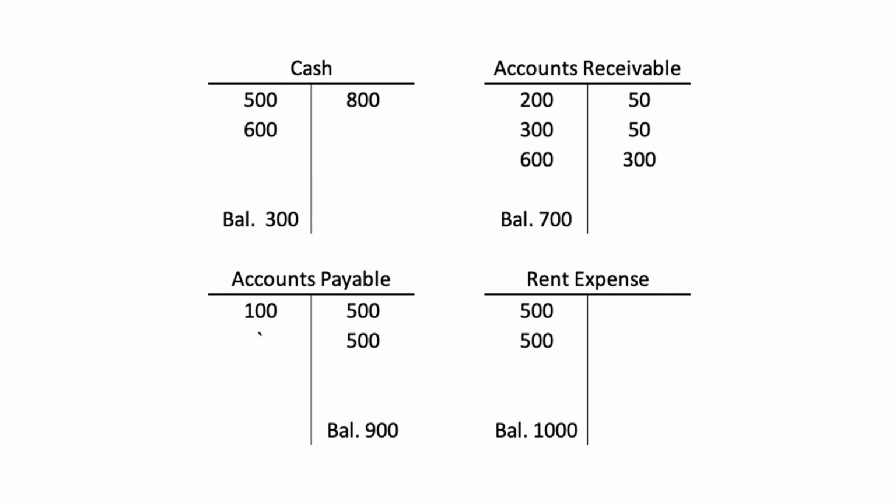Now, rent expense is an expense, and to increase expenses, you will debit it. So we have 500 and 500, and that's going to give us a balance of 1,000. Since there's no information on the credit side, we can leave our balance as $1,000.